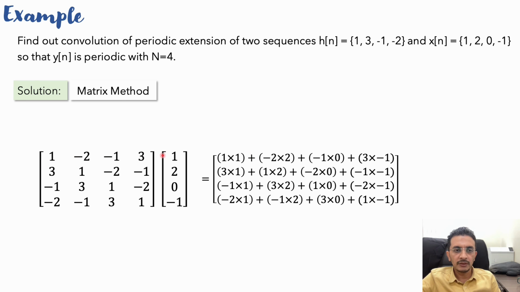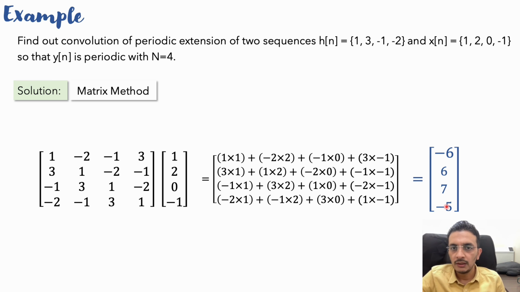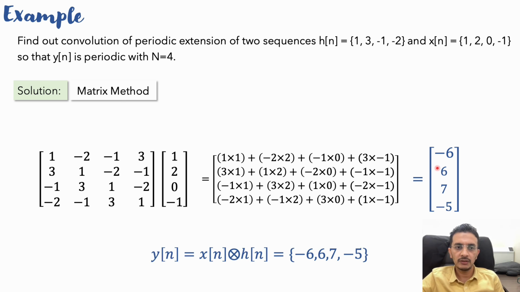This one is multiplied with 1. This whole first row is multiplied with the first element here, and then the second one with the second one, and then the third one with the third element, fourth with the fourth element. Once we do that, we get this answer: the first element in the row, then second, third, and fourth element in the row, right? So this is our output. This is our yn. You can write it like this. So very simple, right?